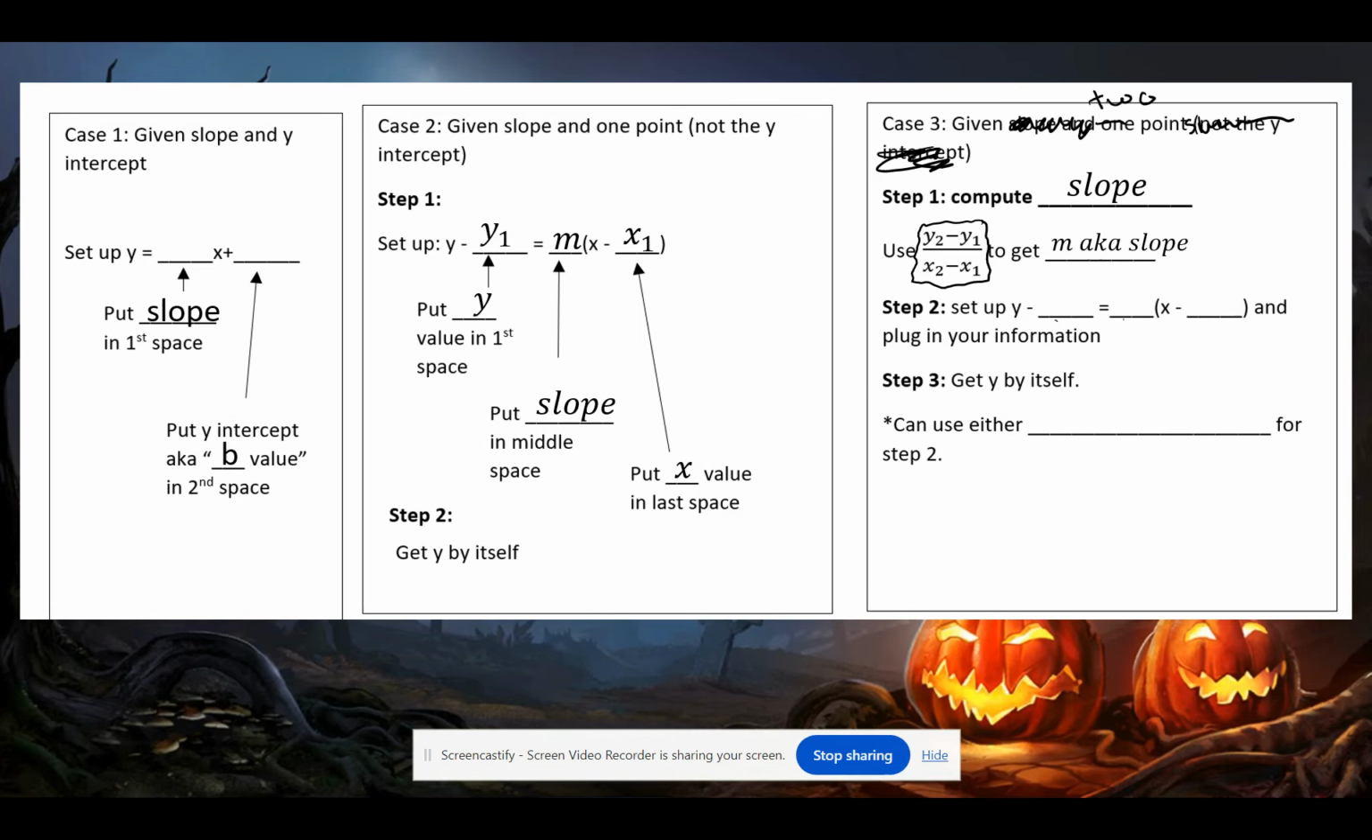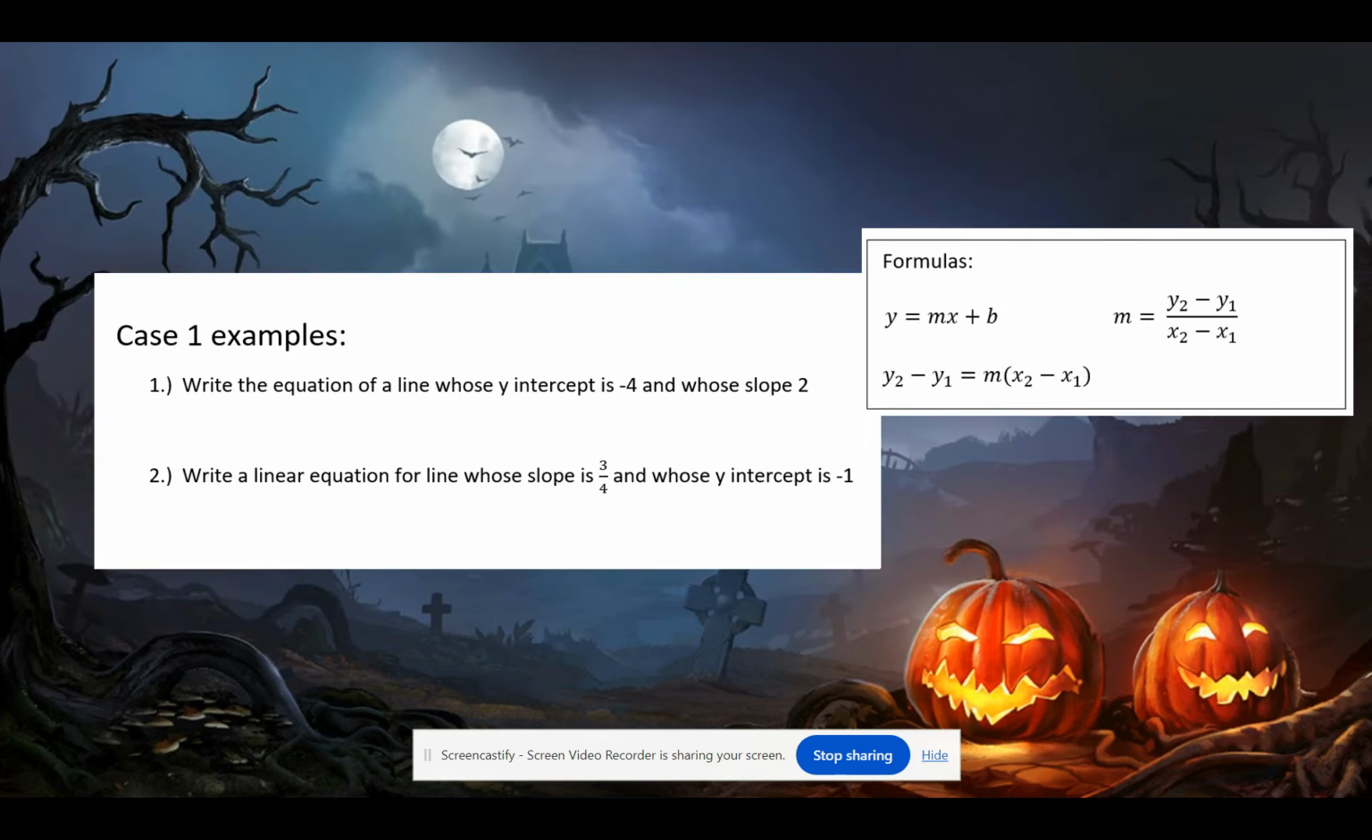Now it's important to note that when you plug in your information, remember you're going to have 2 ordered pairs to pick from. You can use either of them. It does not matter which one you use in step 2. So once again, it's probably a little overwhelming right now, but once we go through some examples, you'll see and probably catch on to what we're doing.